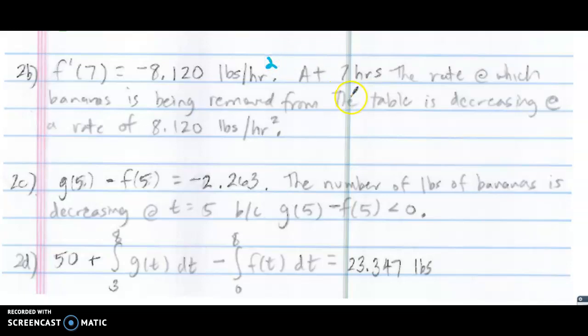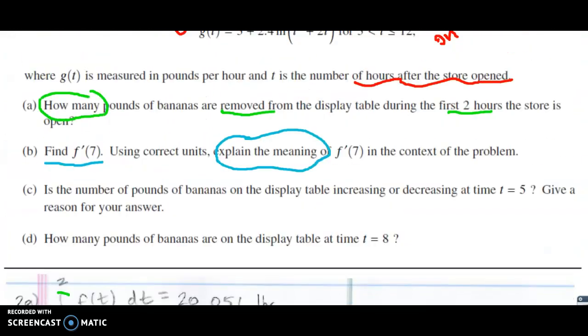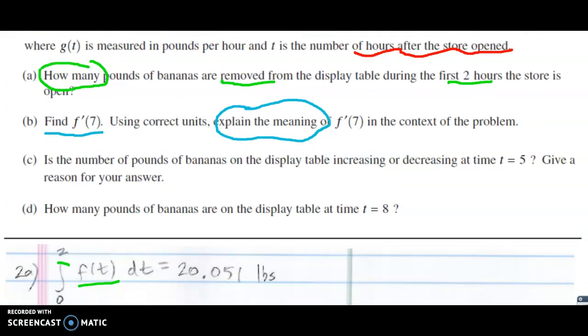And then my interpretation. At 7 hours, the rate at which bananas are being removed from the table is decreasing at a rate of 8.120 pounds per hour squared. So this time I did have my proper units on that. So that's the interpretation. Let's go back and look at letter C.